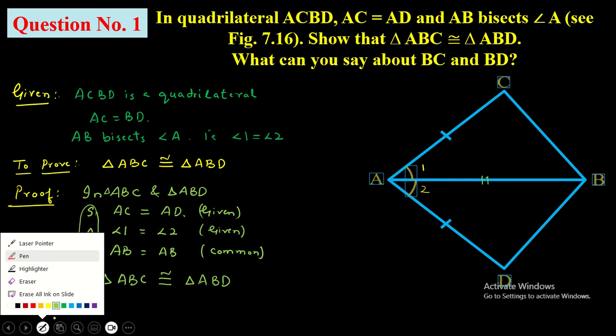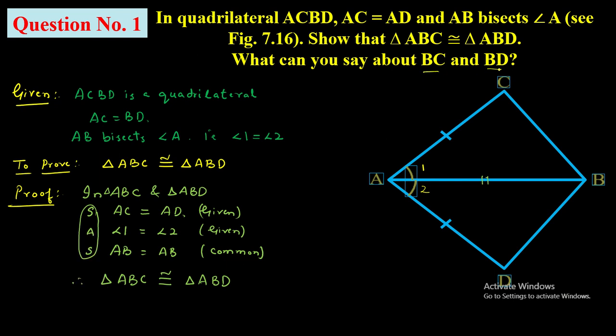Then the question asks us, what can you say about BC and BD? Since BC and BD are corresponding parts of these two triangles, we can say that these corresponding parts are equal. Thus BC is equal to BD, as we know that corresponding parts of congruent triangles are congruent, CPCTC. This we proved here that in this quadrilateral ACBD, if AC is equal to AD and AB bisects angle A, then the two triangles ABC and ABD are congruent. So this was the proof of question number 1.